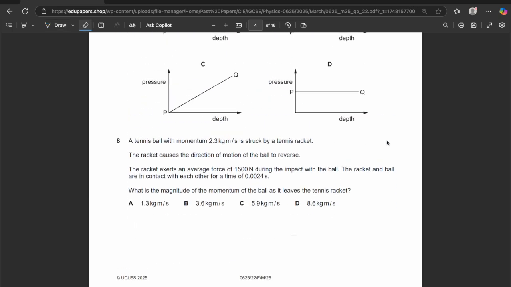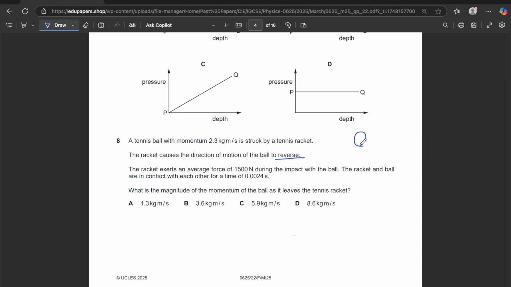Number 8, a tennis ball with momentum 2.3 kilograms meter per second is struck by a tennis racket. The racket causes the direction of motion of the ball to reverse. The racket exerts an average force of 1500 newtons during the impact with the ball. The racket and the ball are in contact with each other for a time of 0.0024 seconds. What is the magnitude of the momentum of the ball as it leaves the tennis racket?